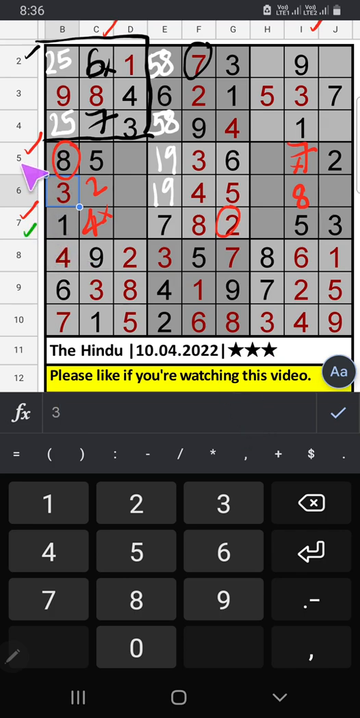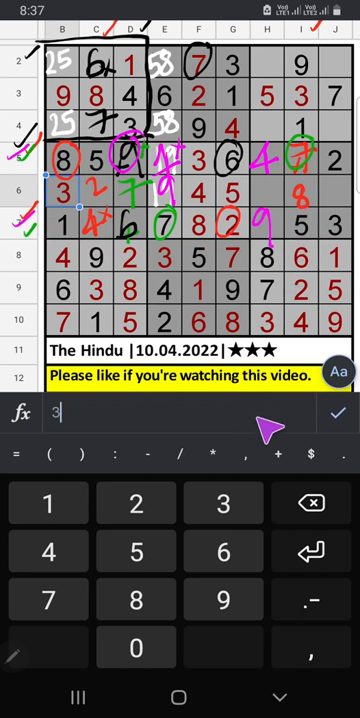Seventh row and fifth row, we have 7, so 7 can't come in these cells, then 7 is confirmed here. Then only two numbers are remaining, column D, 6 and 9. Fifth row, we have 6, so 6 can't come in this cell, 6 is confirmed here, then 9 is here. Since 9 is here, so 9 can't come in this cell, 9 is confirmed here, then 1 is here. Fifth row, only one number is remaining, 4, 4 is confirmed here. Seventh row, only one number is remaining, 9, 9 is confirmed here.